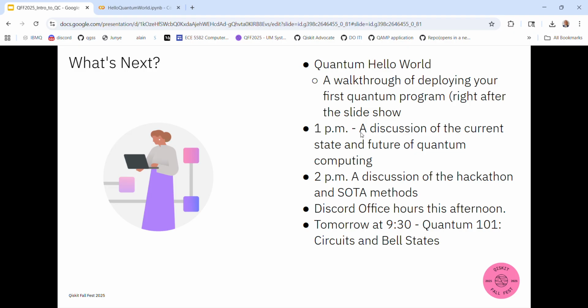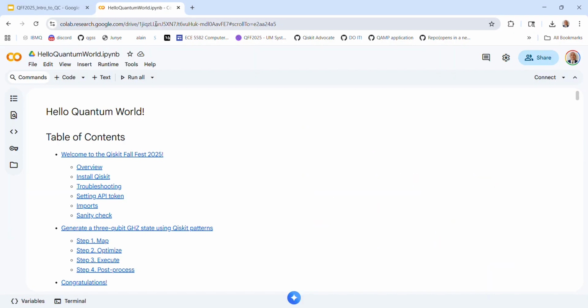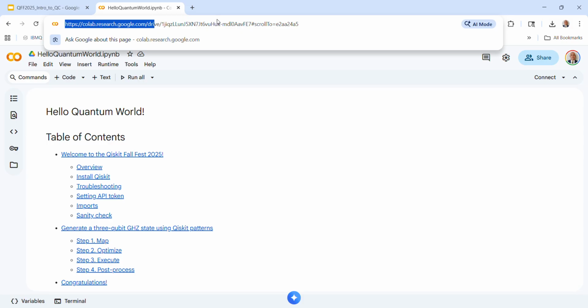I'm about to walk us through a quantum hello world. It's a walkthrough of deploying your first quantum program. It's from IBM Quantum. It's a little bit aggressive on all the things that it shows, but it does walk you through it, and I will be available on Discord if you guys have any questions about how to do that. And so let's dive in.